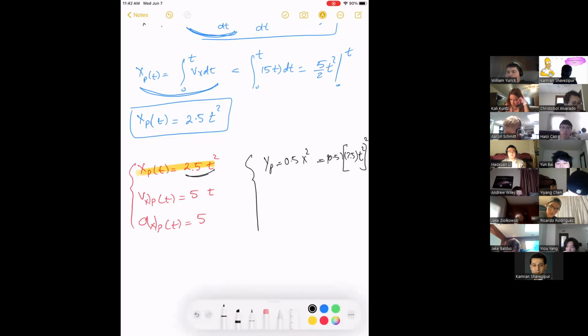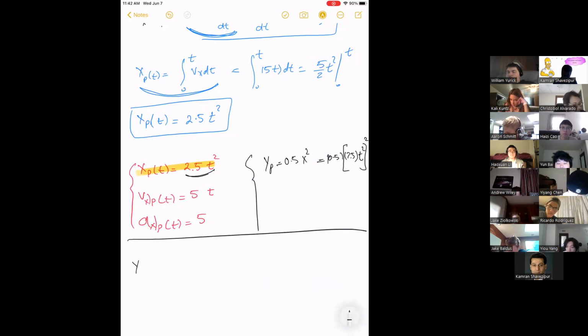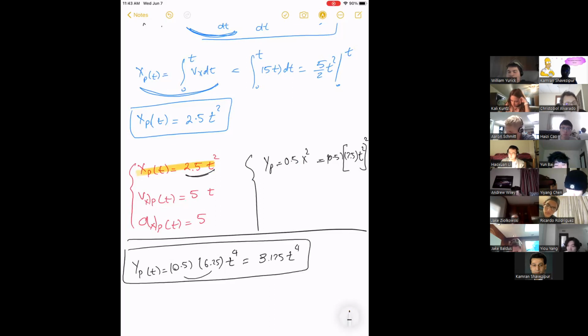So let me write it here. YP as a function of time, it's going to be 0.5. 2.5 squared is going to be 6.25. And t squared is going to be t to the 4. And if you do that, you're going to get this times this, you're going to get 3.125 t^4. Am I right?